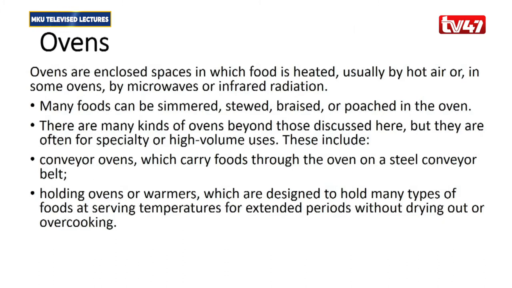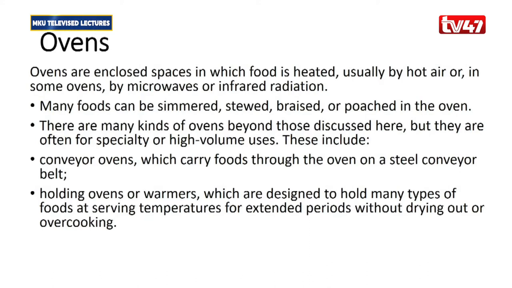Next equipment, we have ovens. Ovens are equipment that are closed. They have closed spaces in which foods are heated, which means foods are cooked in the oven, not outside the oven. It does not have burners like the ones that we have just discussed. In this one, we cook food inside.